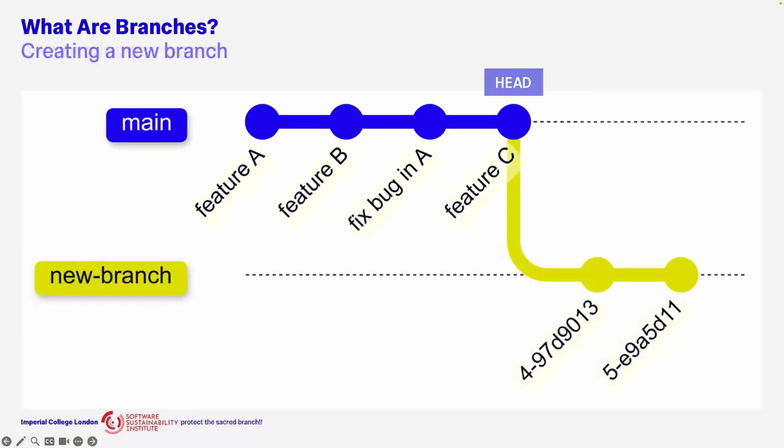When a new branch is created, it's created from the head of the branch you came from. In this case, it's main. Each subsequent commit on the new branch will be from the head of the new branch.